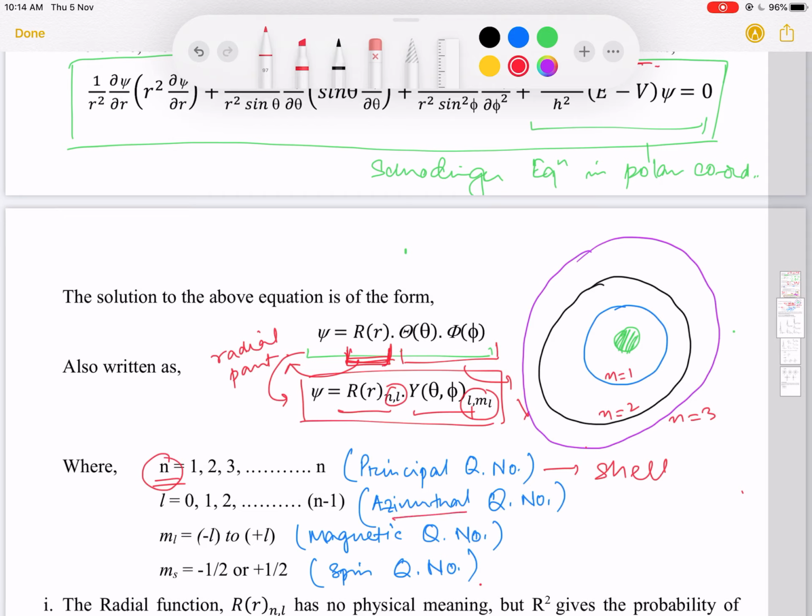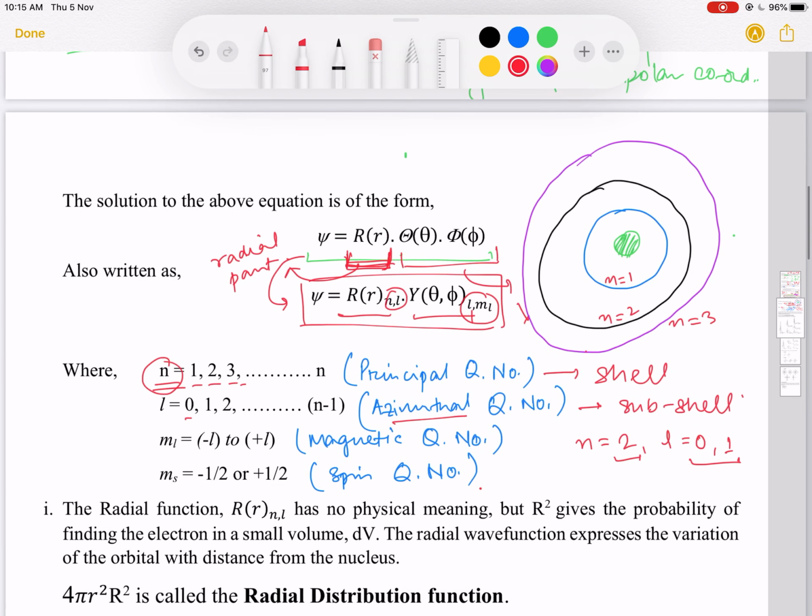Then comes the azimuthal quantum number. It tells us about the subshell. Now n can have values 1, 2, 3, 4 and so on, and L will have values from 0 up to n minus 1. Say if the value of n is 2, then L will have two values, 0 and 1. If n is 3, then L will have three values, 0, 1 and 2.